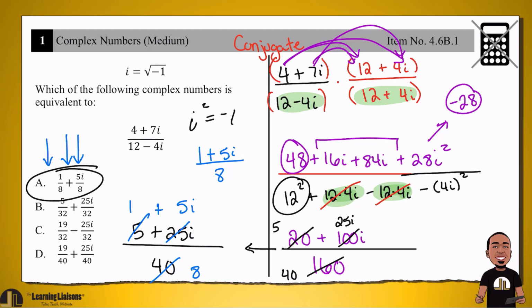So with that said, guys, with these problems, we really are just trying to rewrite the complex expression by multiplying by the denominator's conjugate. A conjugate is just the same terms, just a different sign in the middle. So if it was negative, go positive. If it was positive, go negative.